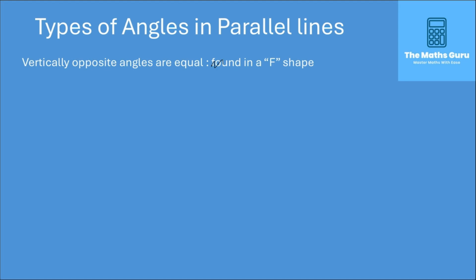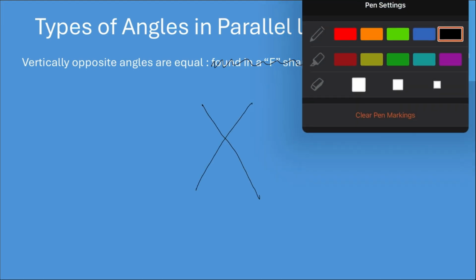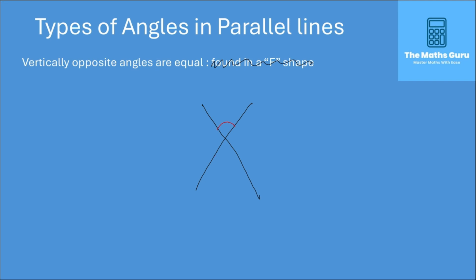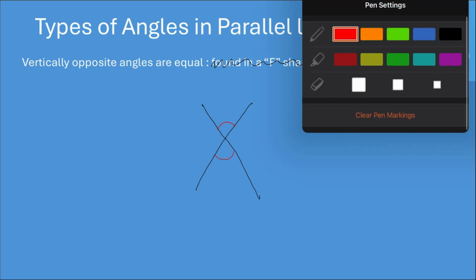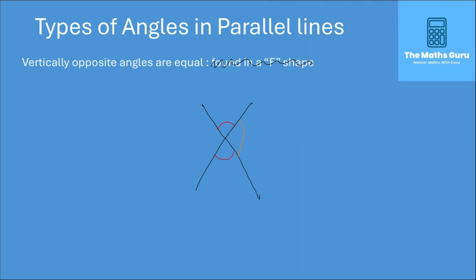Vertically opposite angles are equal. This is another thing we've looked at before, but I guess we can look at it again. It will come in this sort of frame, and we can say that these two angles and let's say these two angles, when they're vertically opposite from each other, are going to be equal to each other.